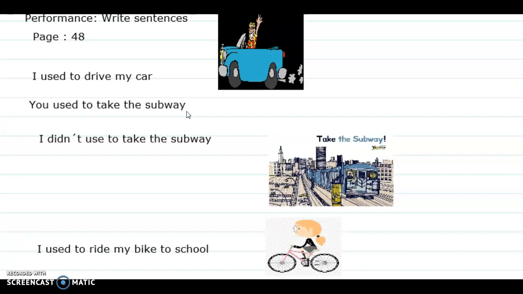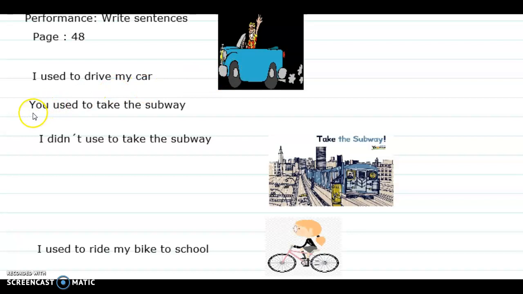Okay, let's start. I used to drive my car. Look, the car. He said, I used to drive my car. Yo solía manejar mi carro. Yes. This is very good.